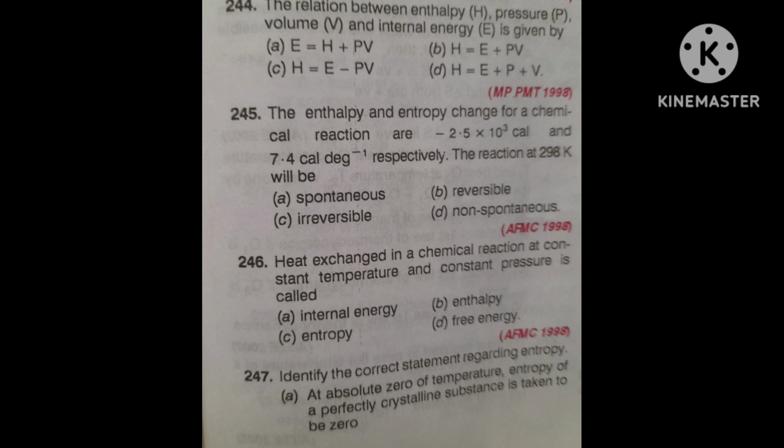Its correct answer is spontaneous. Spontaneous means the reaction at 298 Kelvin will be spontaneous according to the given data. Enthalpy value is minus 2.5 into 10 to the power 3 calorie, and entropy, S, its value is 7.4 calorie per degree. Then how is it spontaneous? Now I am telling you.